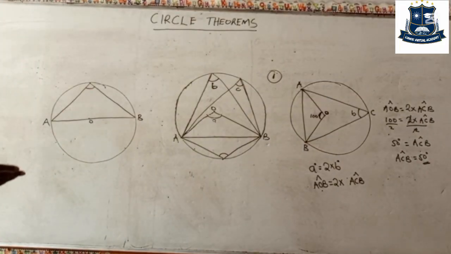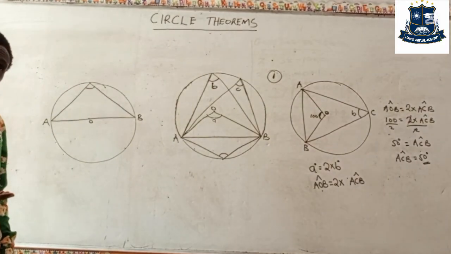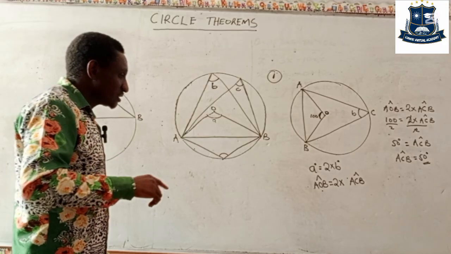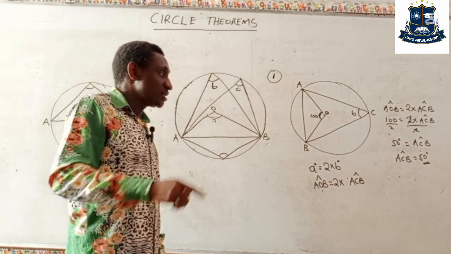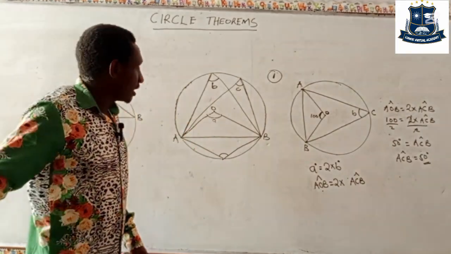That's what it means. You don't have to cram the theorems. You just need to know it and then know how to apply it. Application is the most important thing. Okay. So just know that the first theorem is a theorem in circle geometry that states that the angle at the center is twice that at the circumference.